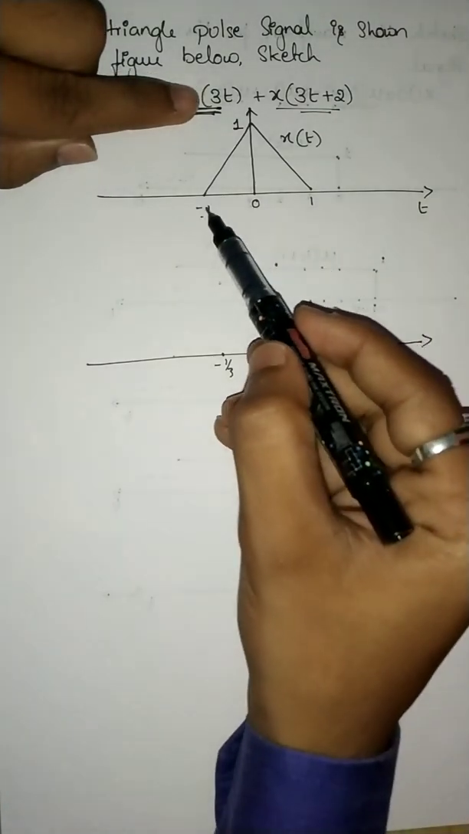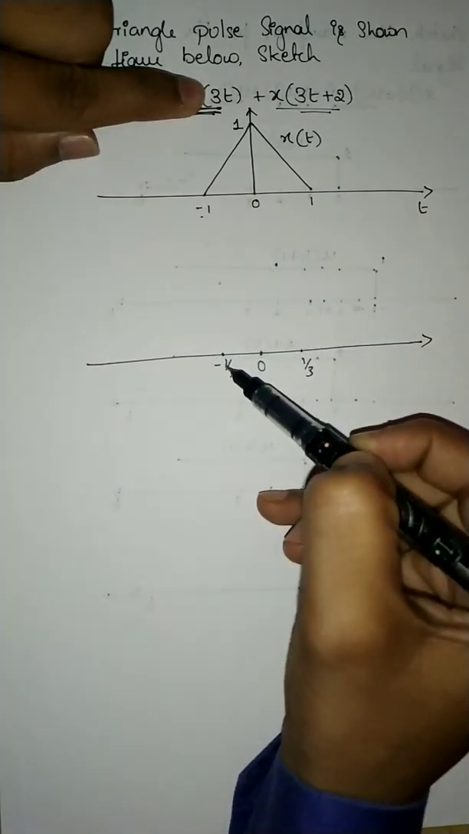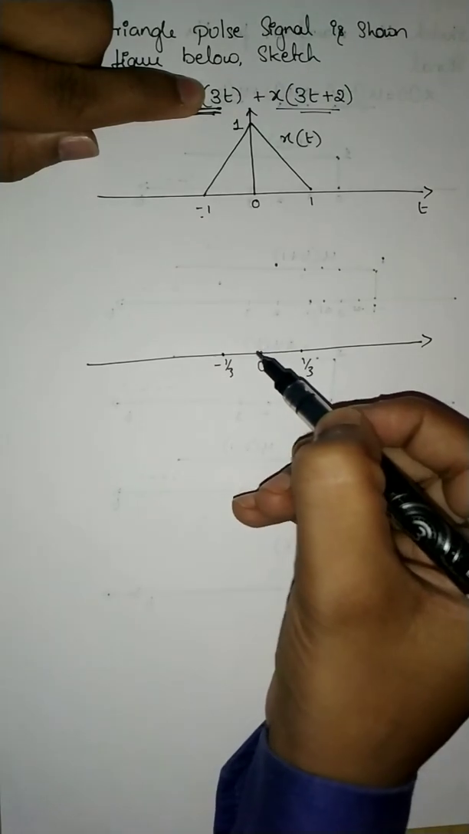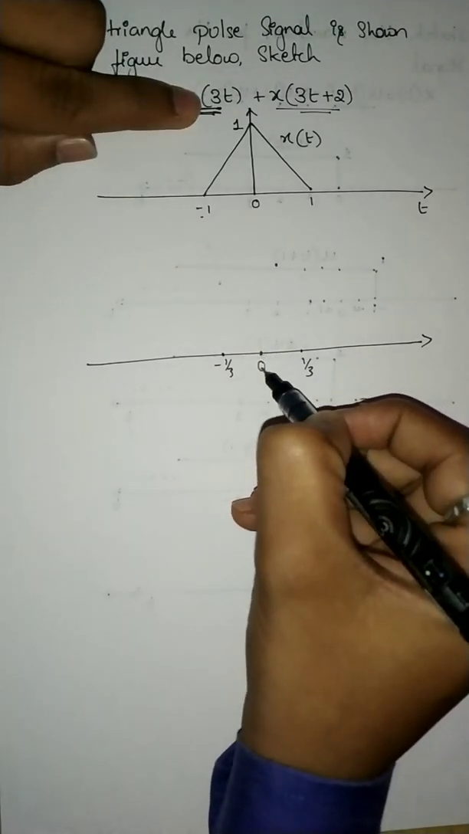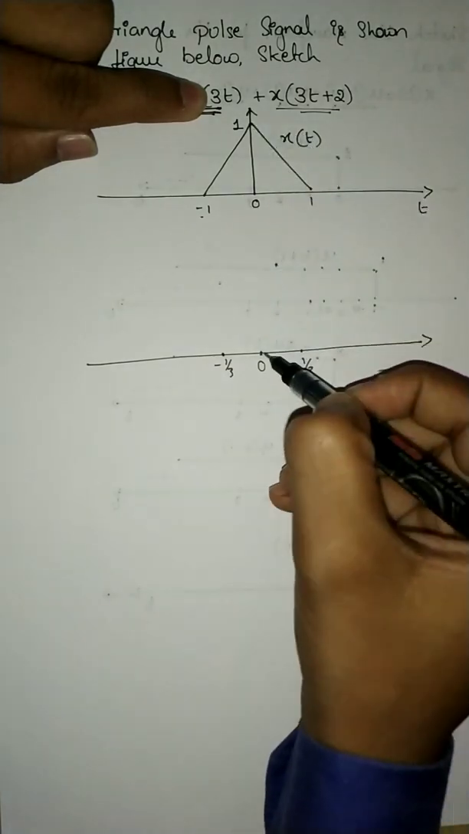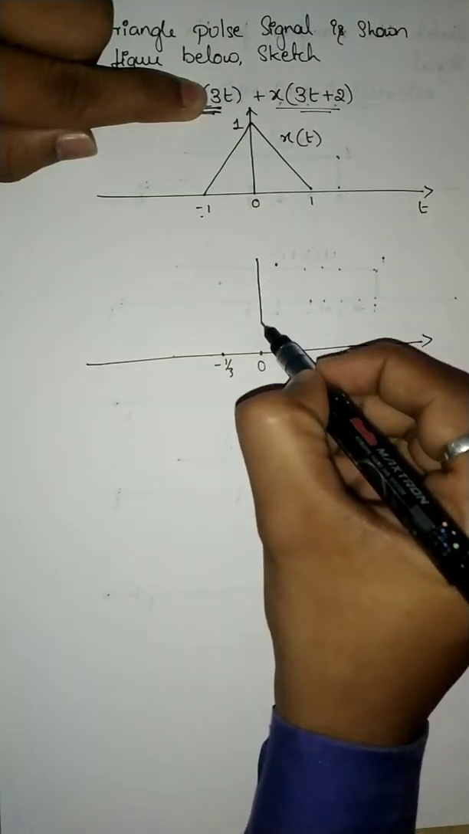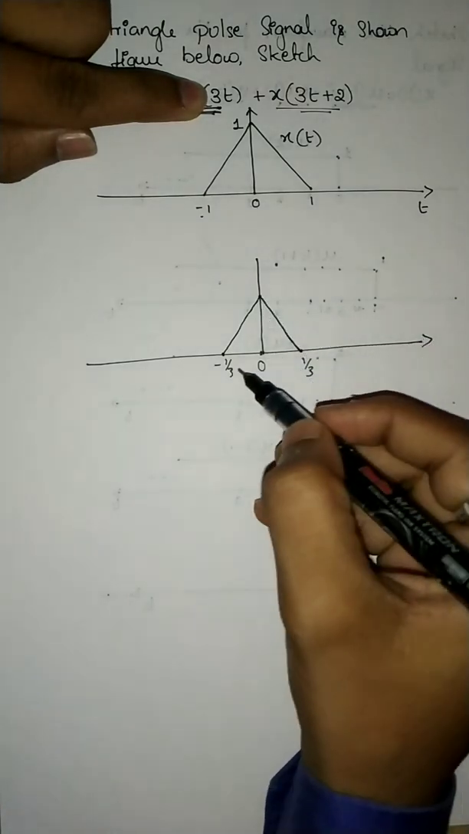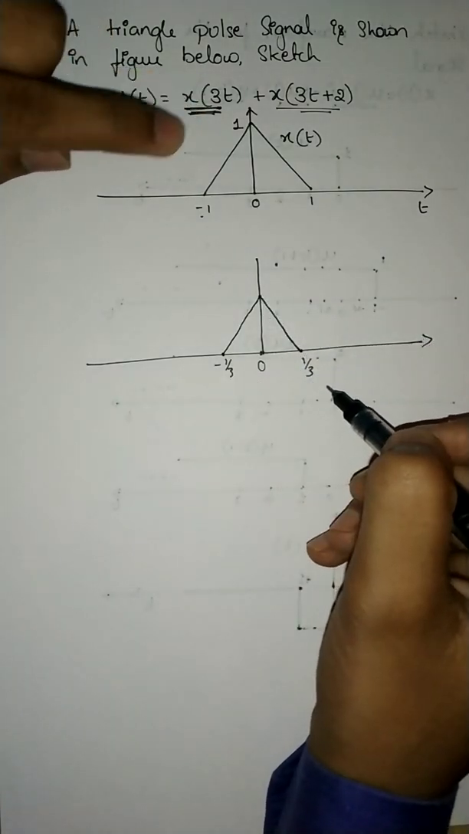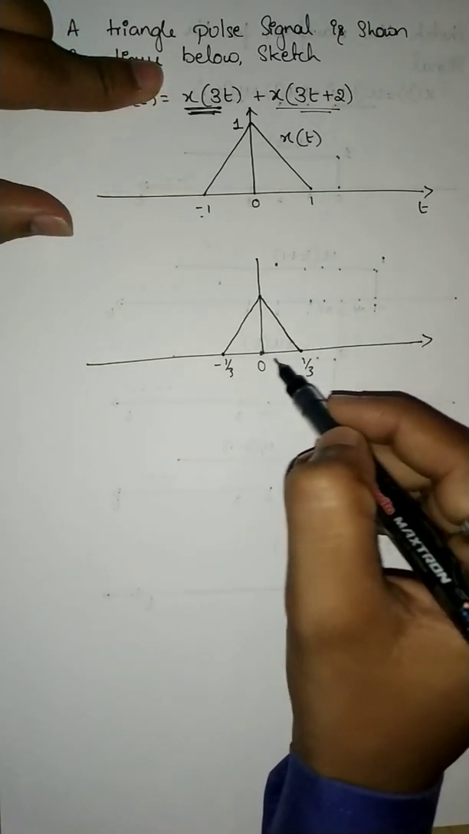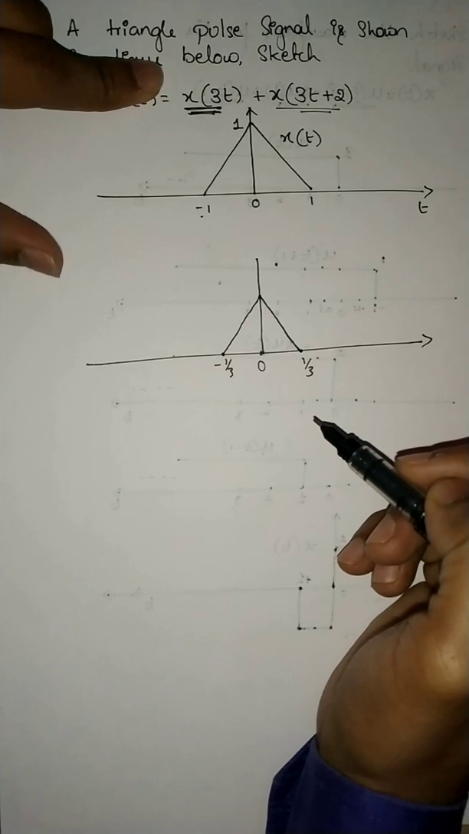At minus 1 by 3, we need to take whatever the signal was there at minus 1. And at 0 by 3, which is 0, we need to consider whatever the signal was there at 0. The signal is compressed to minus 1 by 3 to 1 by 3. Previously it was from minus 1 to plus 1. Now the signal is between minus 1 by 3 to plus 1 by 3.